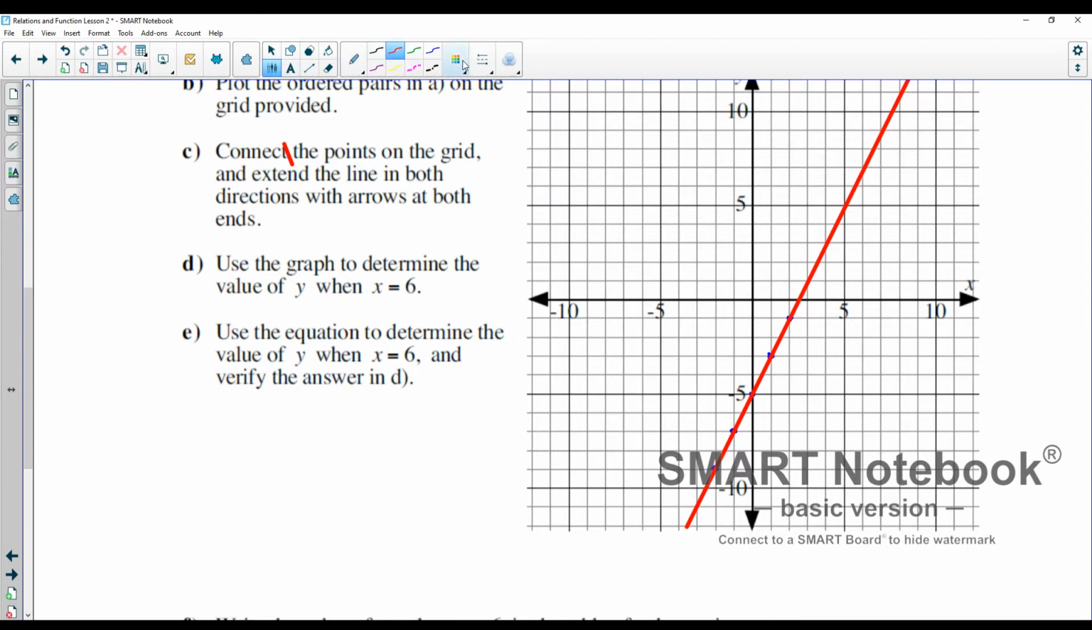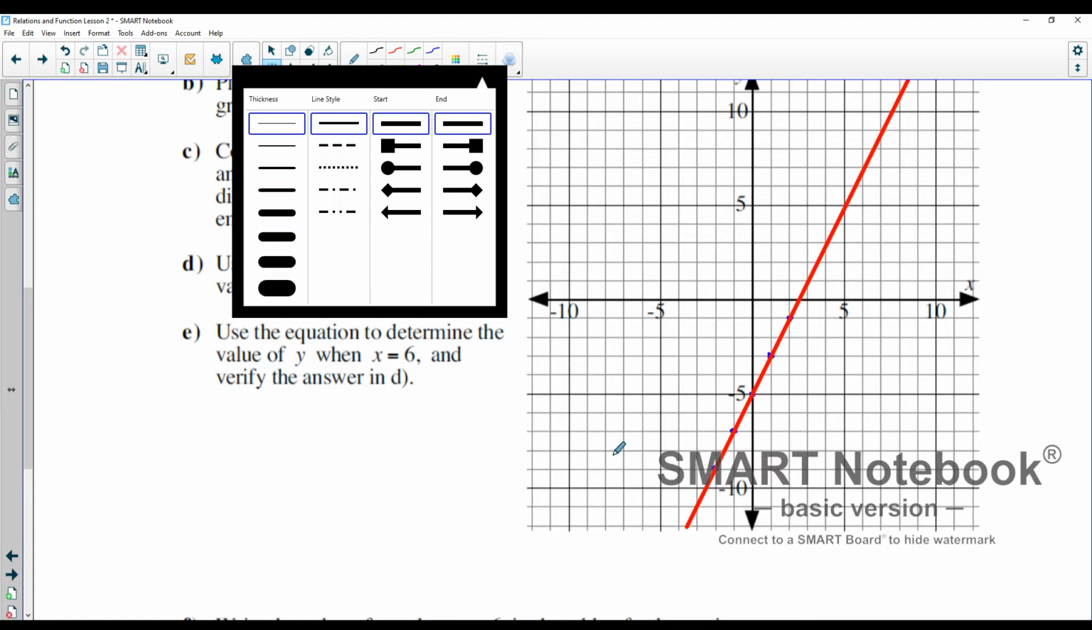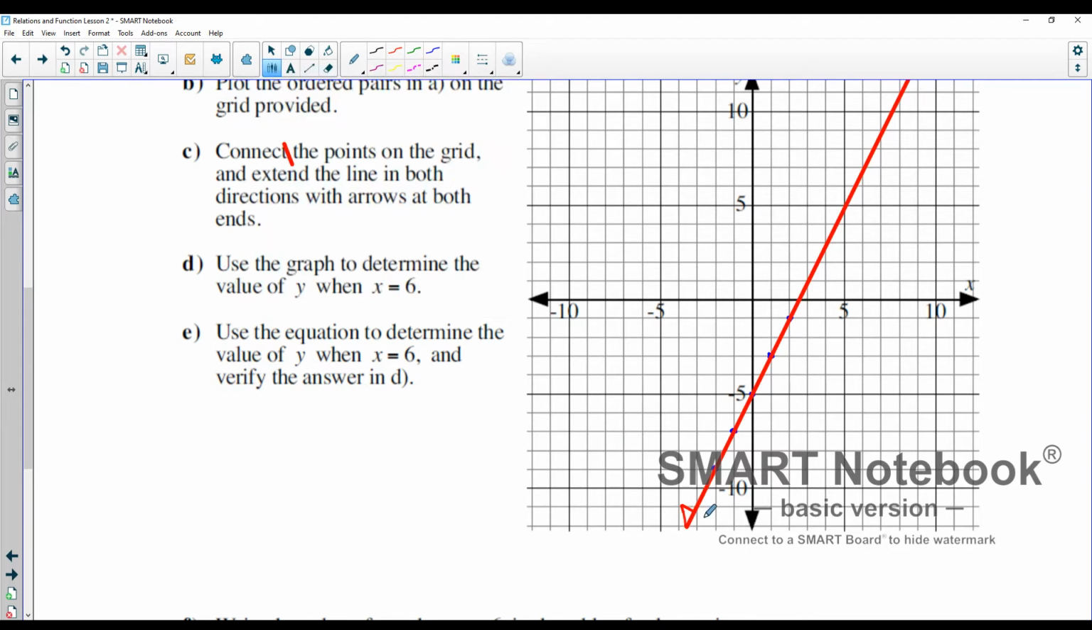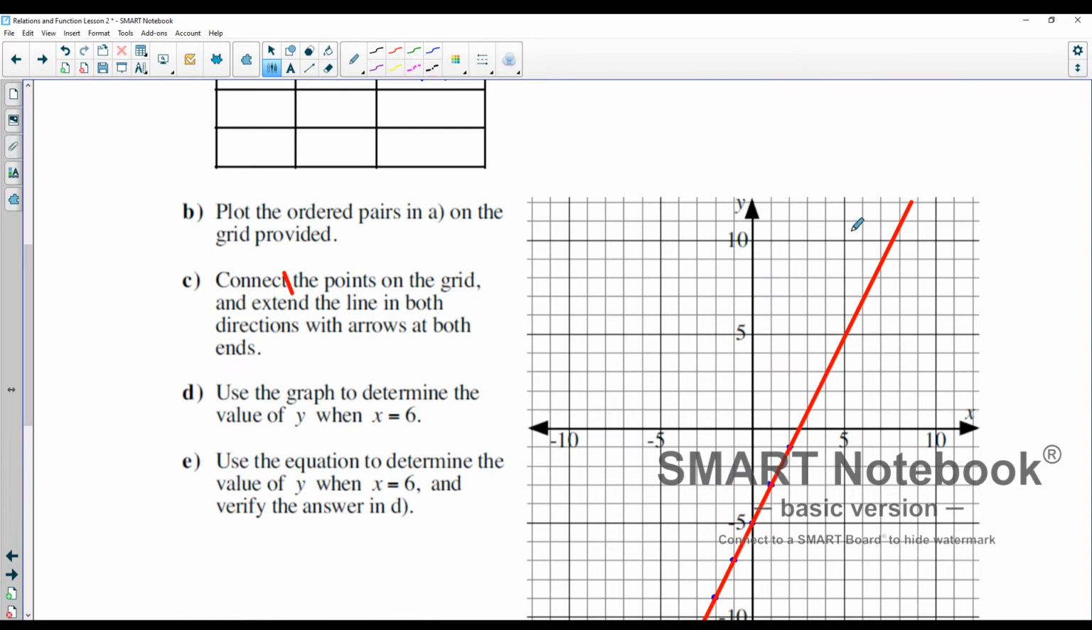It also says at the end of the line, draw some arrows. So if I go ahead and draw some arrows at the end here, I'd have an arrow that points down and towards the left. What the arrow means is that the line just keeps going on forever in that direction. And if you go up to the top here, you'd have an arrow that points up and towards the right, which means the line just keeps going up and towards the right.